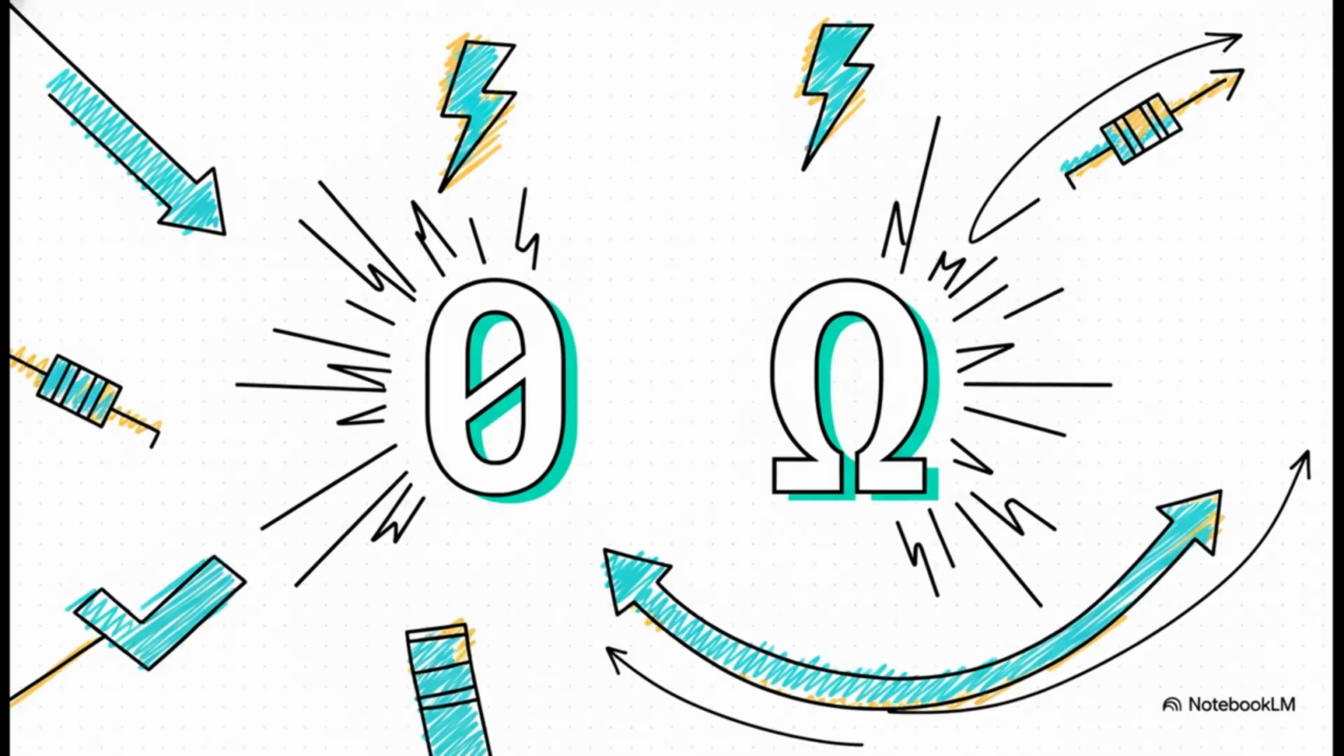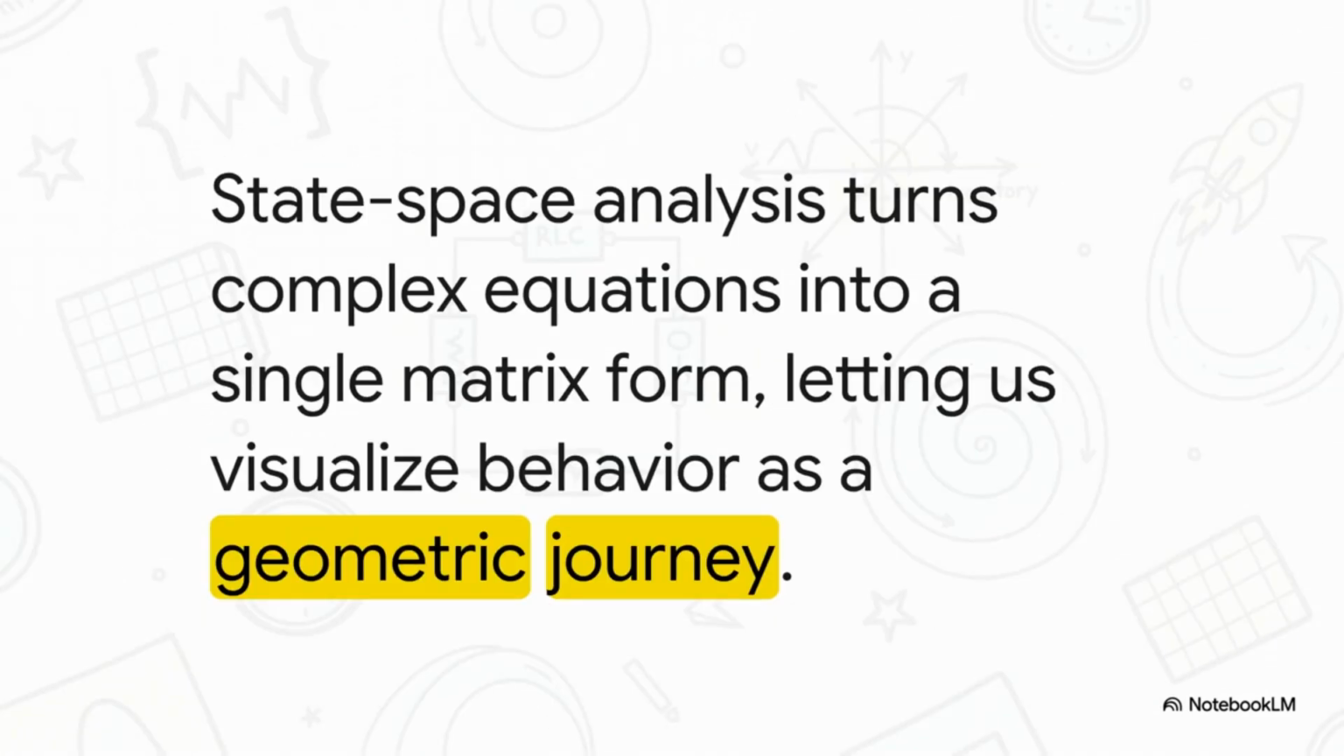And this brings us to the grand finale. What happens if we remove the resistor completely? R equals 0. Well, now there's nothing to dissipate the energy. It's trapped. The energy just sloshes back and forth between the inductor and the capacitor forever, and our trajectory becomes a perfect, stable orbit.